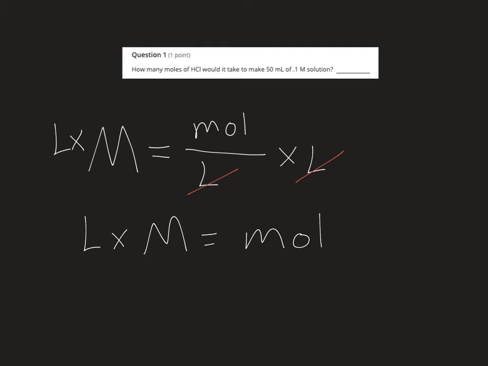Now, our volume right now is in milliliters, so I need to convert that to liters. So remember, there are 1,000 milliliters in a liter. So we're going to move the decimal over 3 places. So we end up with 0.050 liters.